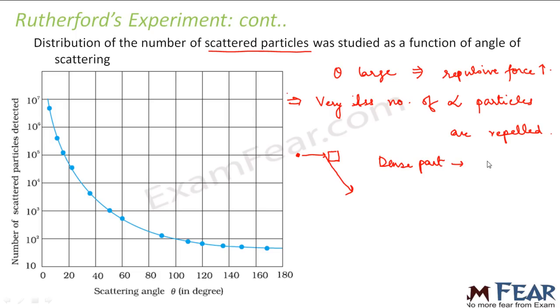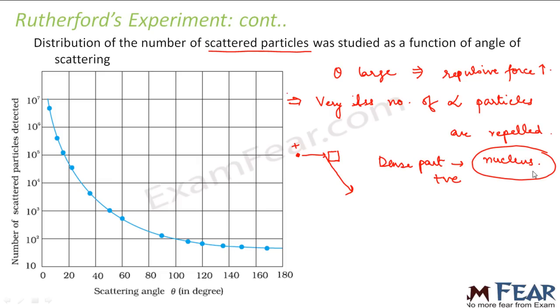was nothing but the nucleus, because the alpha particles are positively charged. So alpha particles can get repelled by a positive charge. That means this dense part was positively charged and this dense part was known as nucleus. So from this it was discovered that nucleus is only a small portion of the entire atom.